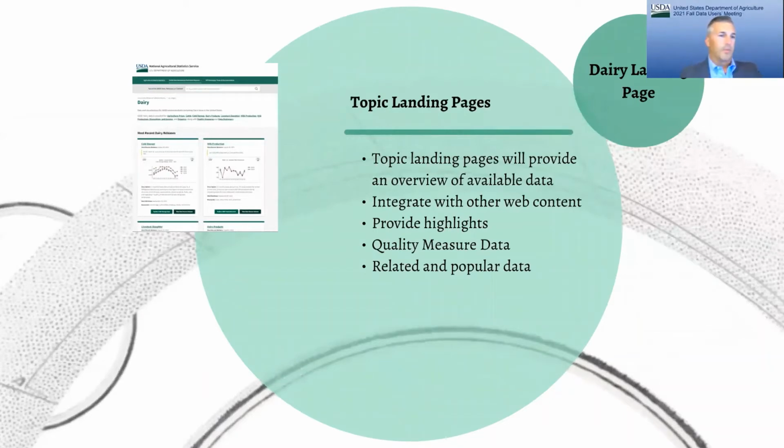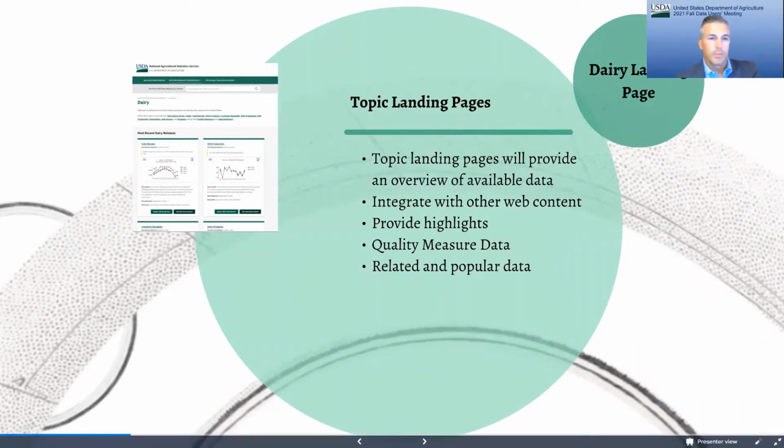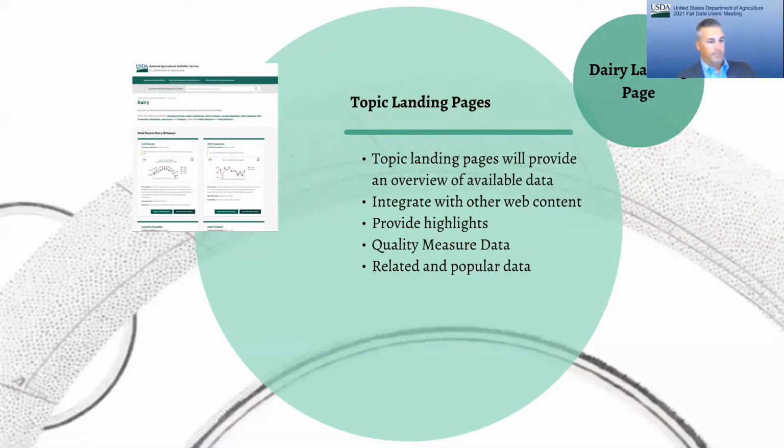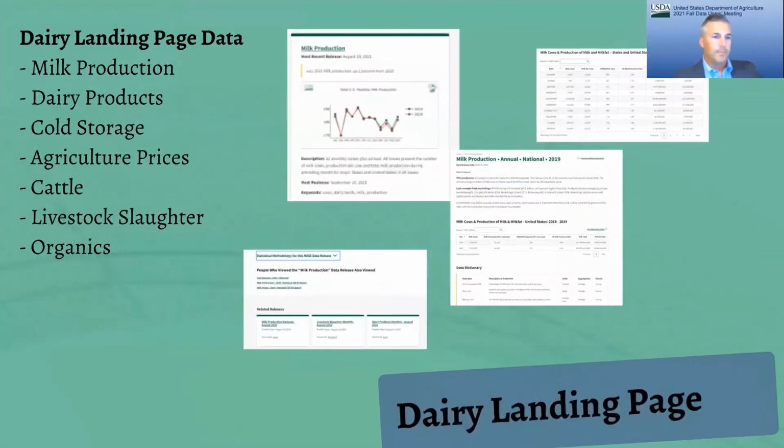These pages will provide an overview of available data, integrate with other web content, provide highlights, including statistical quality measures associated with the data, and direct data users to related or popular data sets. The first of these landing pages has been created for dairy-related data. It includes data from the current milk production, dairy products, cold storage, agricultural prices, cattle, livestock slaughter, and organic reports.